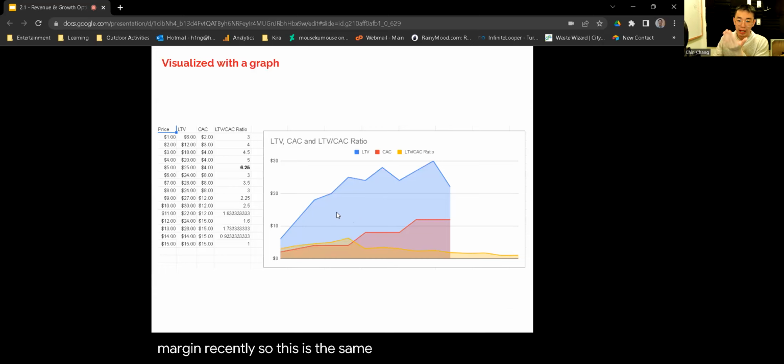So this is the same thing as depicted in a graph, just to help you visualize it. So the blue one is just lifetime value. The red is your customer acquisition cost. And the orange, which is what you want to plot out, and you want to just look for the highest peak, is your LTV divided by CAC ratio. Make sense?